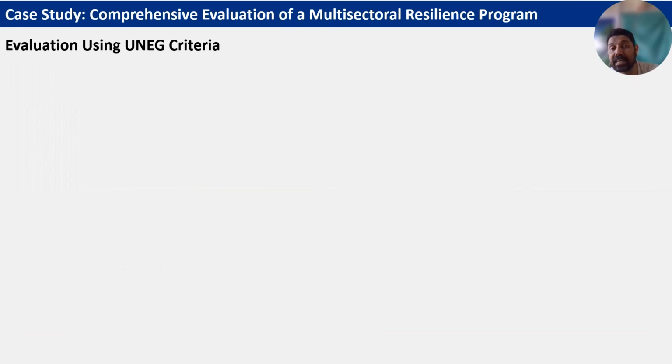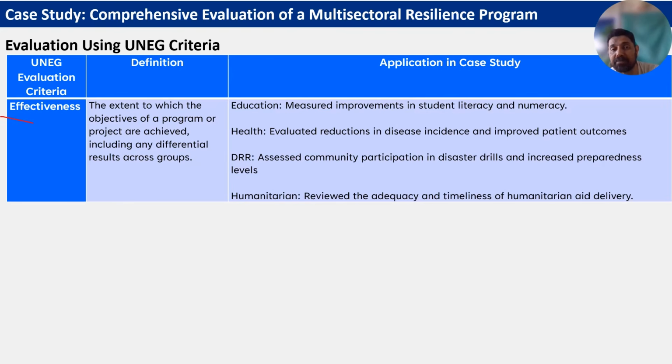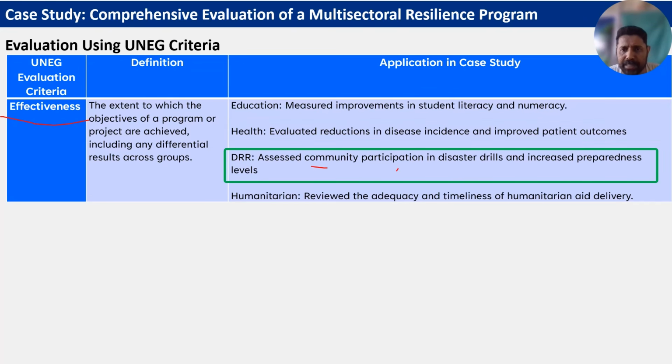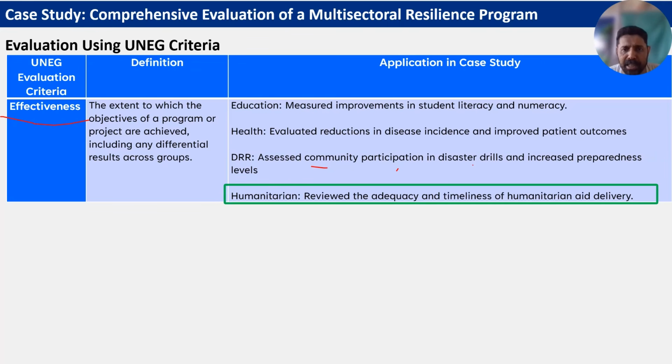Now, while applying the next criteria, which is effectiveness, the extent to which the objectives of a program or project are achieved, including any differential results across groups. In education, we measured improvement in student literacy and numeracy. In health, evaluated reduction in disease incidence and improved patient outcomes. In DRR, assessed community participation in disaster drills and increased preparedness levels. In humanitarian, reviewed the adequacy and timeliness of humanitarian aid delivery.